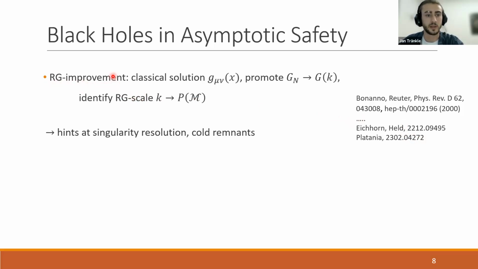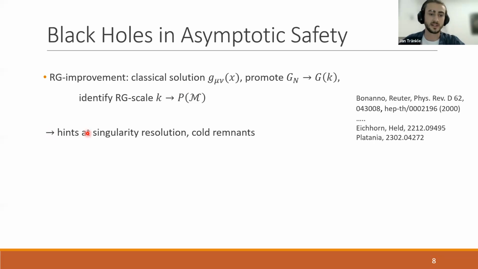This idea works by taking a classical solution for the metric, for example the Schwarzschild metric, then taking Newton's constant, G_N, and promoting it to a scale-dependent function, G of k, where this k, again, is the infrared cutoff scale of the FRG. Then you take this RG scale and identify it with points on a manifold somehow by some scale-setting procedure. This identification can be done in different ways, for example by taking proper distance integrals or on the basis of curvature invariants. And in all these studies, there's a common theme.